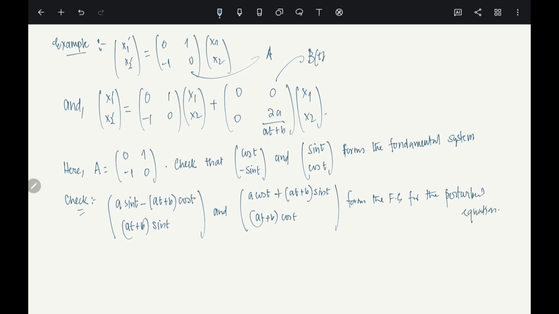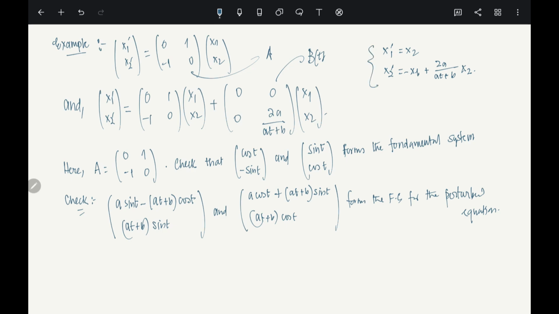Now you may think, how are you going to check this? This is actually not a very difficult thing to do. If you break this equation up, the first equation looks like this: x1 prime is nothing but 0 times x1 plus x2, so x1 prime is x2. Only this. And what is x2 prime? x2 prime is nothing but minus x1 plus 2a by (at+b) times x2. Okay, this is the system.